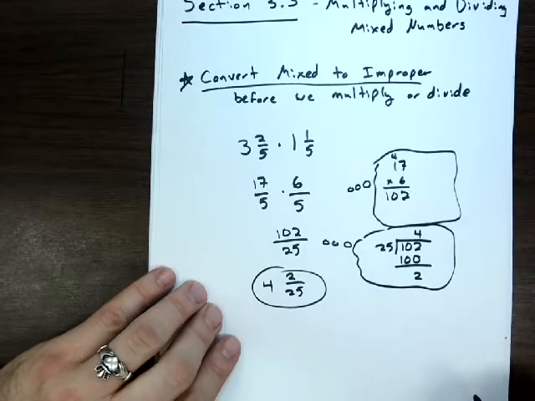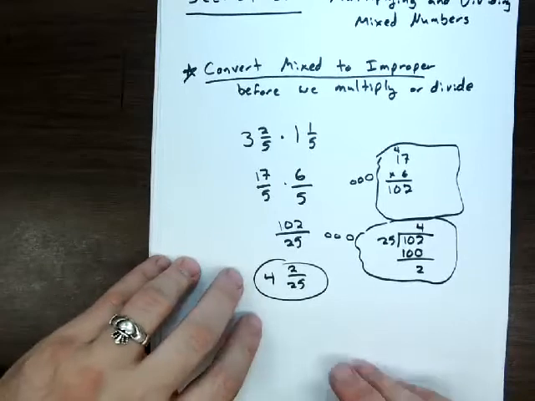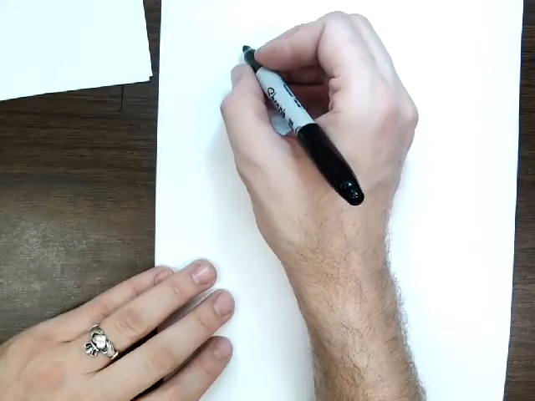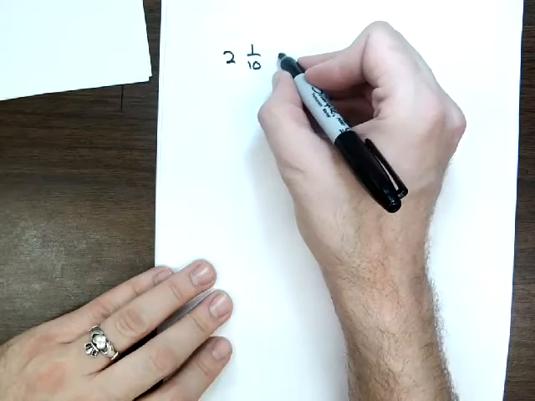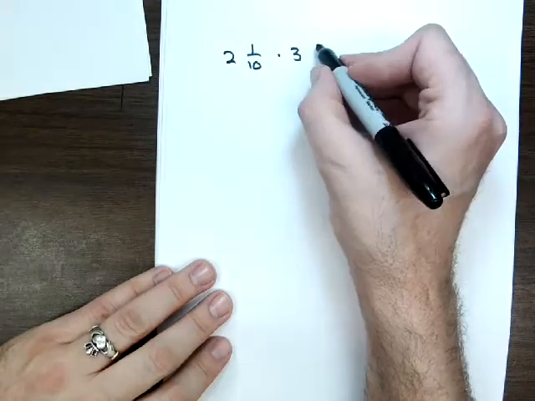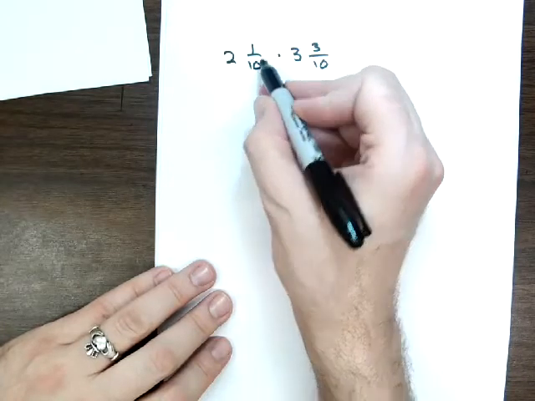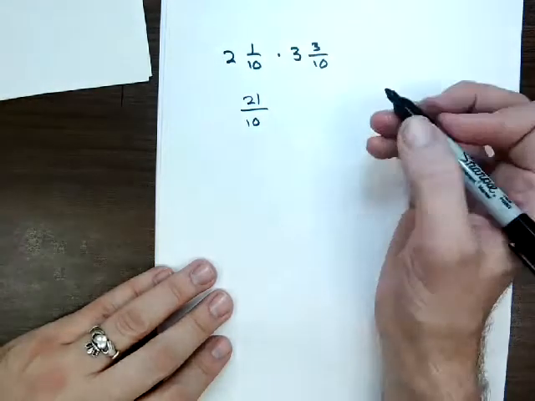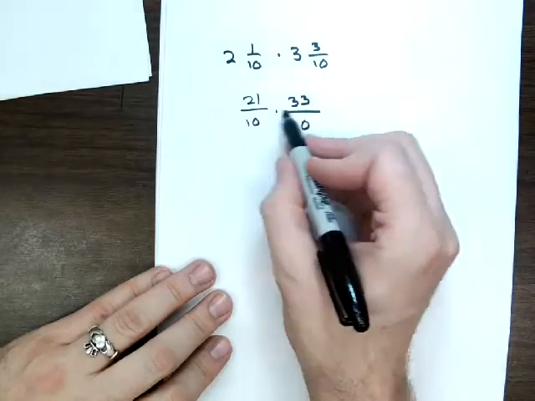Okay, that's not too scary. Let's do it again. Let's do something like this. I'm going to do 2 and 1/10, and I'm going to multiply this by 3 and 3/10. 2 times 10 is 20 plus 1. That's going to be 21/10. 3 times 10 is 30, plus 3 is 33 over 10. We've got 21 times 33.